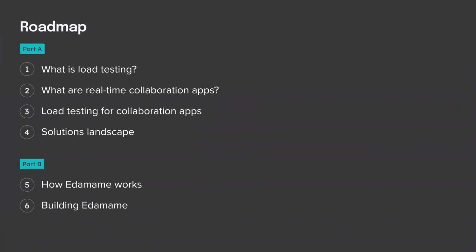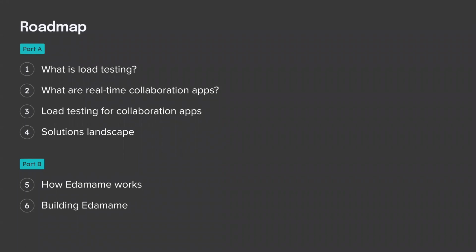And here's what we're going to talk about today. So in part A, what we're going to do is lay out the problem. So first we'll define load testing. What is it? How does it work? And how and why do companies even conduct load tests in the first place? Next, we'll talk about real-time collaboration apps like Slack, Coda, and Miro, and we'll explain why we decided to focus on these sorts of applications.